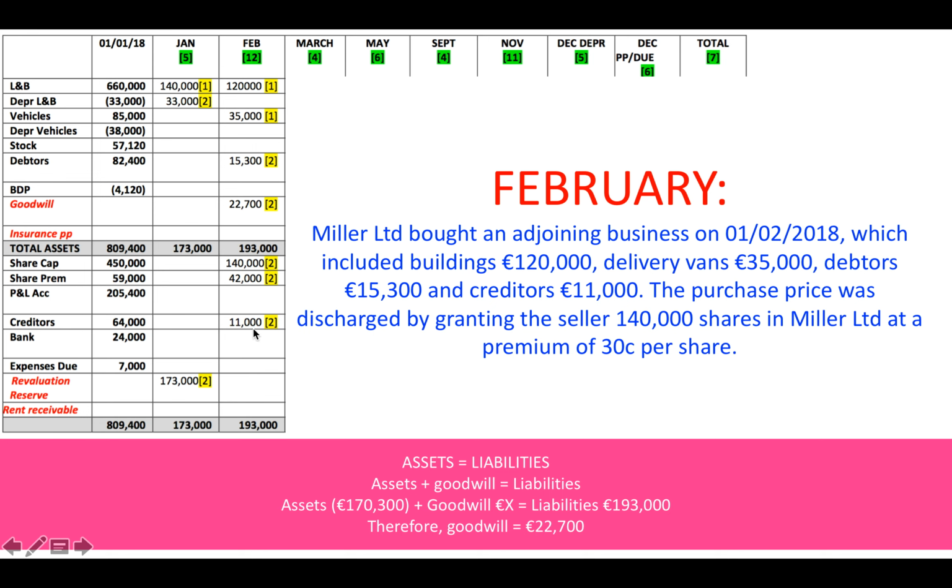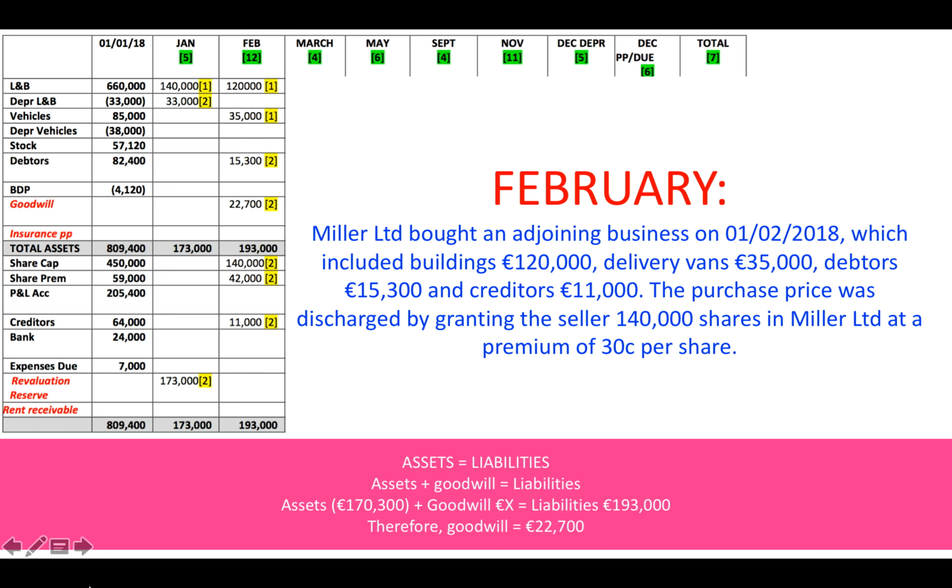The purchase price was discharged by granting the seller 140,000 shares in Miller Limited. Now you look back at your balance sheet and you see that each share is €1 each. So that is 140,000 there at a premium of 30 cents per share. So 140,000 multiplied by 0.3, or by 30%, we get 42,000 that is going to go into share premium. So it's just a charge whenever you are selling shares. So 42,000 is going to go in there.